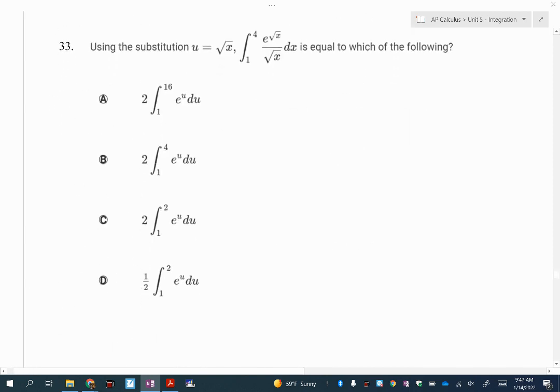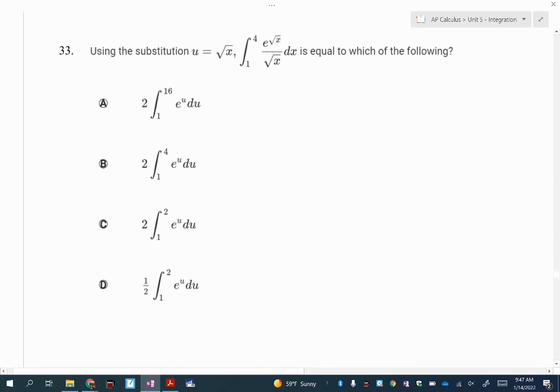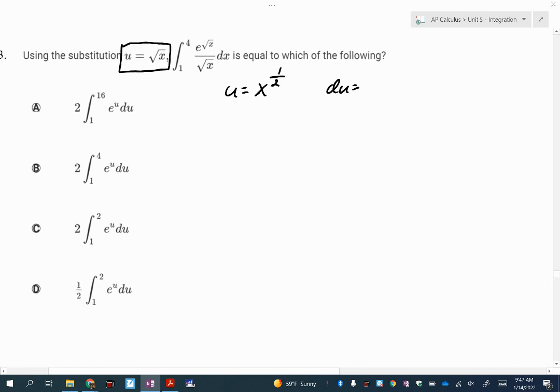Let's go to 33. All right, 33. I'm going to do the same process of u substitution. This time it actually tells me what to use for my u. So if u equals the square root of x, actually, you know how I'm going to write it. x to the 1/2 power. And then du is going to be the same as 1/2 x to the negative 1/2 power times dx.